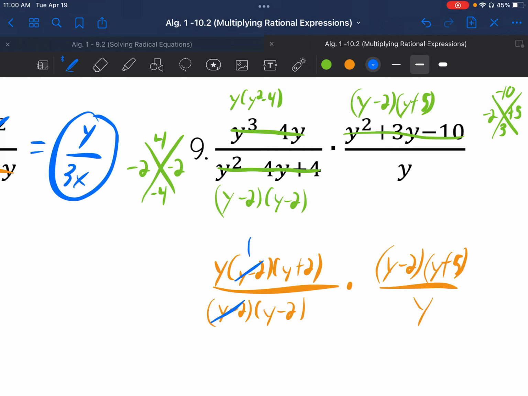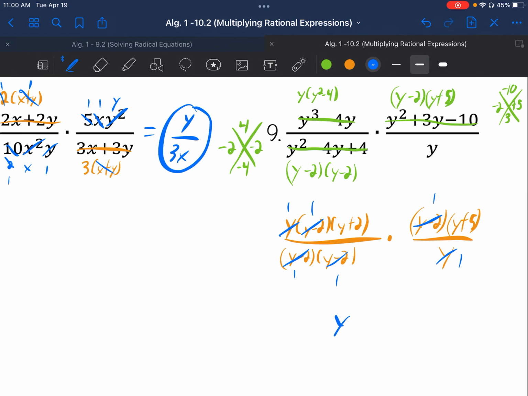Y minus 2 and y minus 2, y minus 2 and y minus 2 diagonally. Y and y diagonally, meaning I am just left with y plus 2 as well as y plus 5. So I multiply those together, and you can just write it in parentheses, kind of like we talked about earlier on examples 6, and that would be perfectly fine.